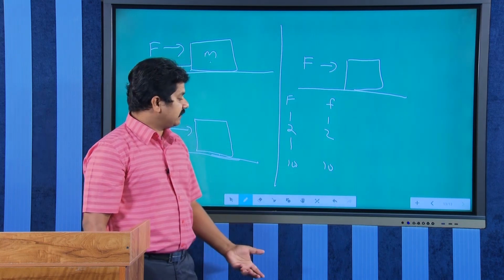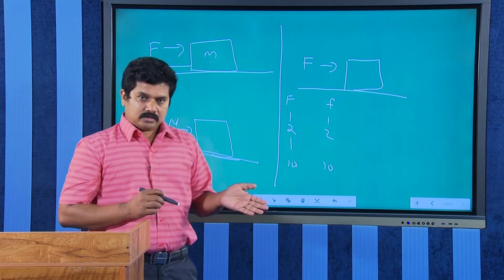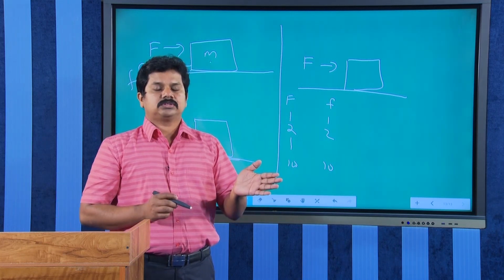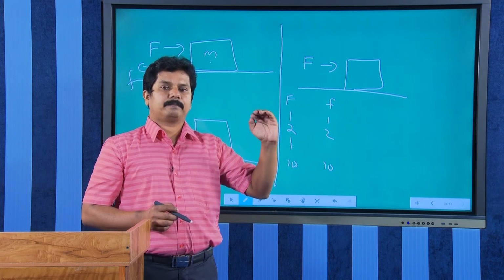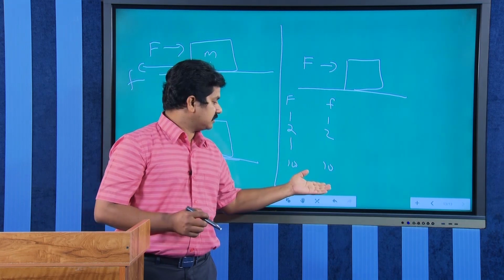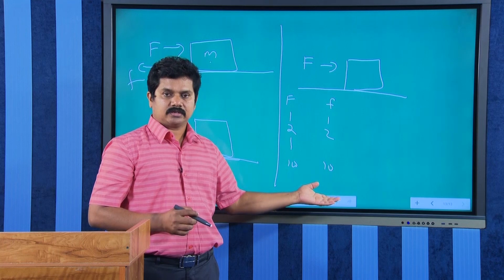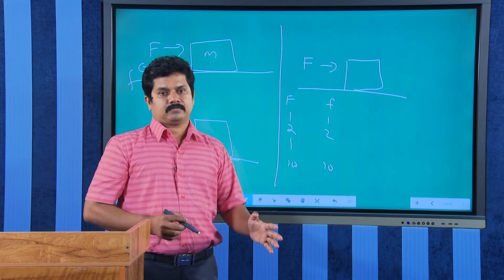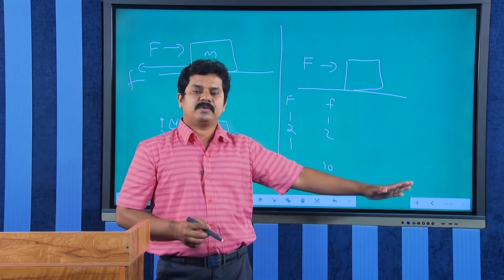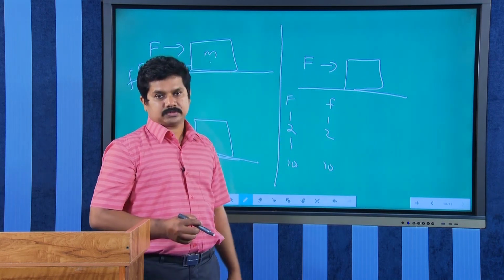So, what idea do we get from this? If we increase the applied force, the frictional force also will increase, but it will reach up to a maximum value. In this example, it is 10 Newton. After that, what will happen? The frictional force remains the same. Now, the acceleration will be based on the applied force.